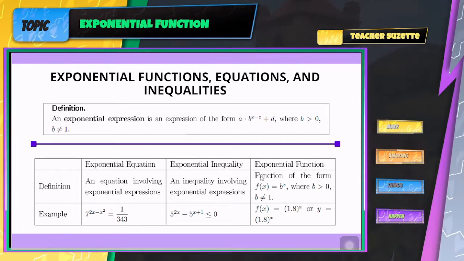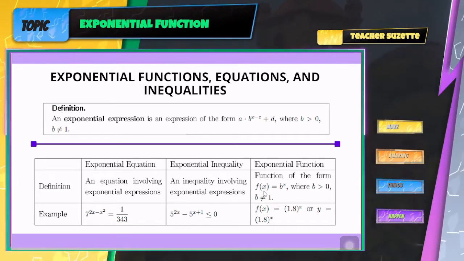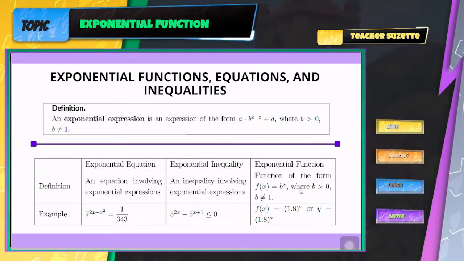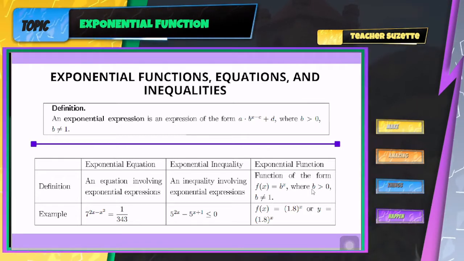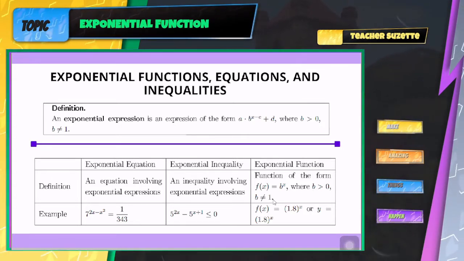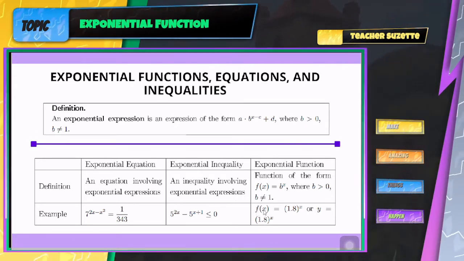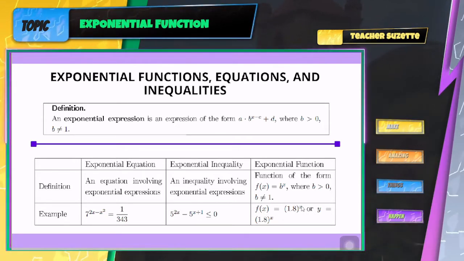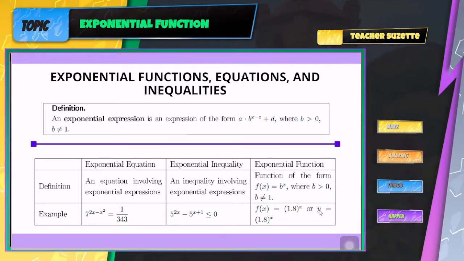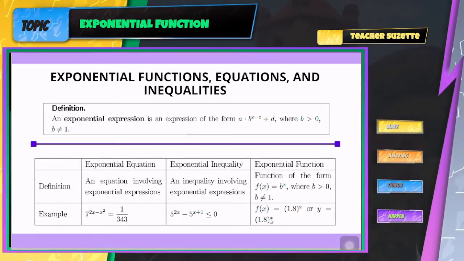And for the exponential function, a function of the form f of x is equal to b raised to x, where b is greater than 0 and b is not equal to 1. So, it is the same as the definition of the exponential expression, however it has the form f of x equals b raised to x. An example of this is f of x equals 1.8 raised to x, or can be written as y equals 1.8 raised to x.